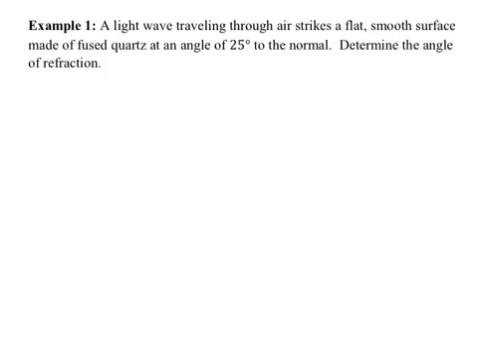So example 1 says, a light wave traveling through air strikes a flat, smooth surface made of fused quartz. So right away we have two media. Here's air, it comes in at an angle of 25 degrees, so let's draw a normal. And then the light wave comes in at an angle of 25 degrees here. That's theta i.